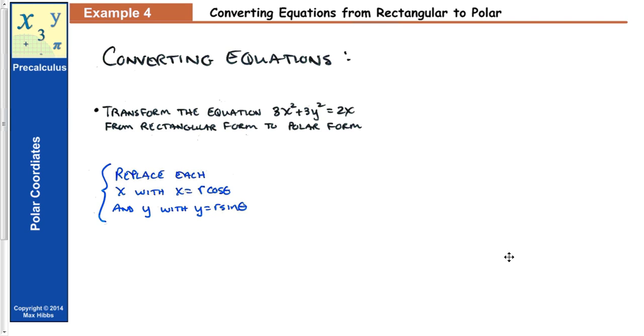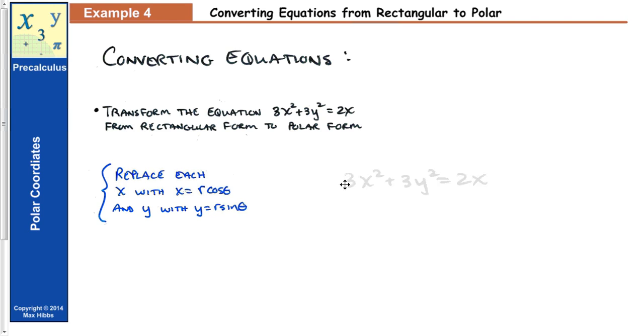What we saw previously is that taking a polar point and converting it to a rectangular point was simple. We'll find out that taking a polar equation and converting it to a rectangular equation is a little more challenging. We have to be more creative. But here it's pretty straightforward.